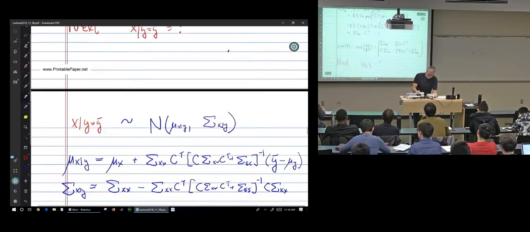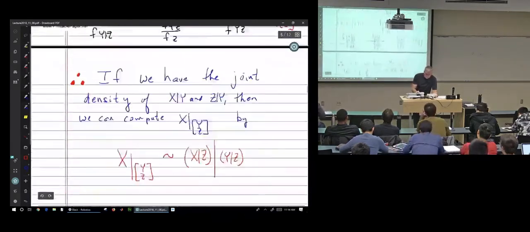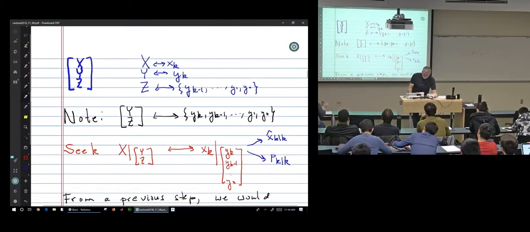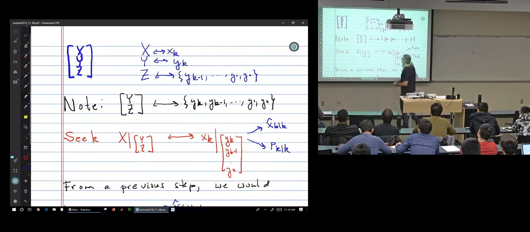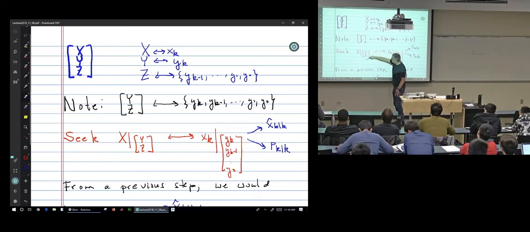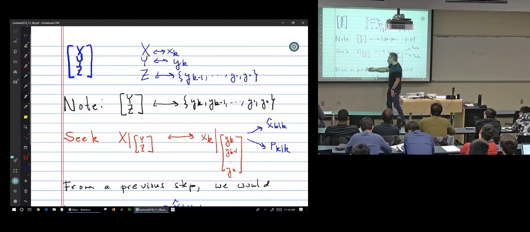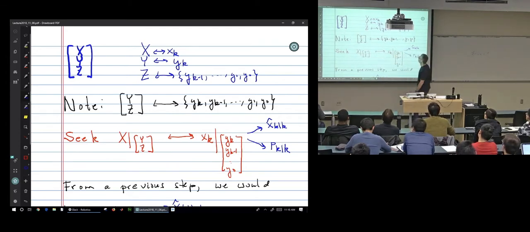I promise. Okay, so let's go back to the part that's related to the homework problem that you worked. If you worked the homework problem, you verified that x conditioned on having both components known is the same as taking the distribution of x conditioned on y, y conditioned on x, x conditioned on z, y conditioned on z, and then conditioning those, okay?